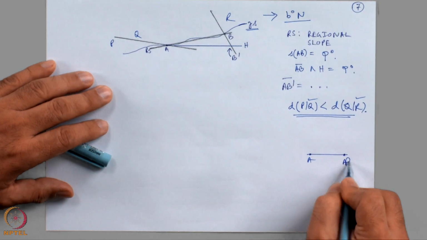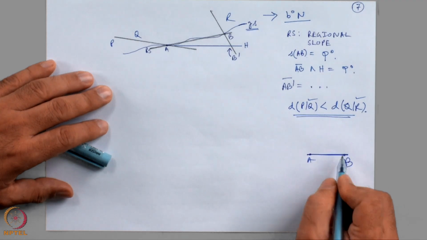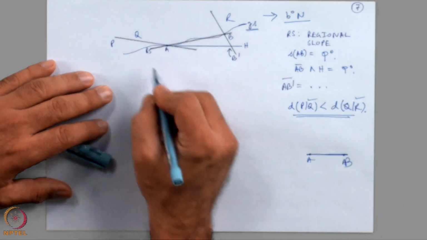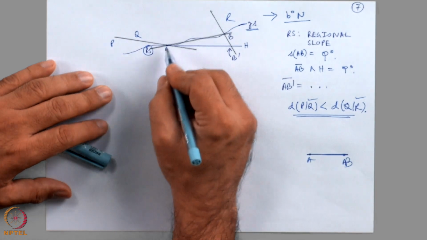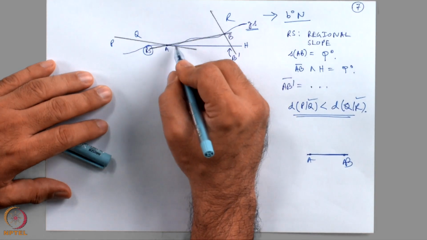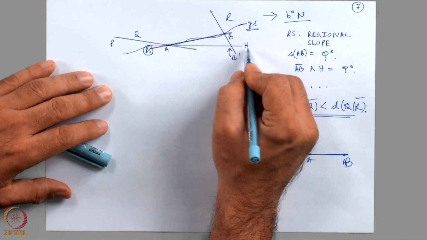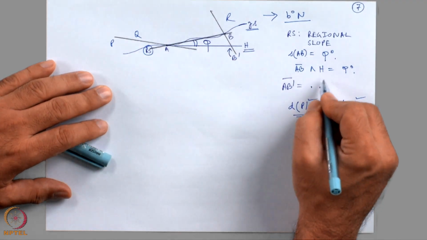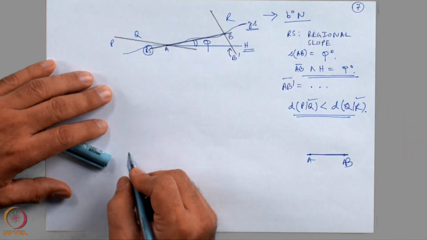The main difference from the previous problem is that in our previous case, the AB line, once it was joined, it was a horizontal line, but in this case once AB is joined, it is defining actually RS or the regional slope. If I join AB by a straight line and if I draw a horizontal line H, then this angle phi, which is shown here, can be called as the regional slope.